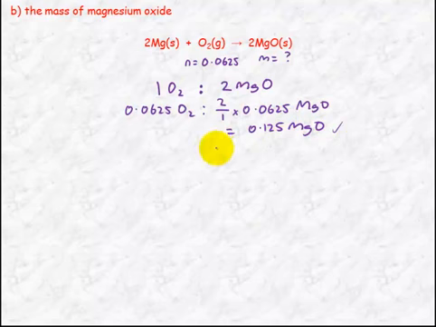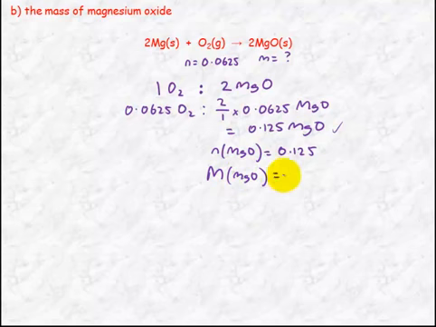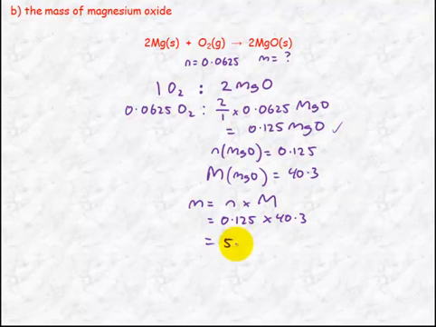Now we know the number of mole. Number of mole of MgO equals 0.125. The molar mass, I should say, of MgO equals 40.3. So we can solve for the mass now. Mass equals number of mole times big M, which equals 0.125 times 40.3, which equals 5.04 grams. And that is 3 significant figures as per the question.